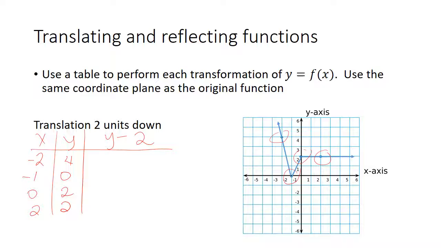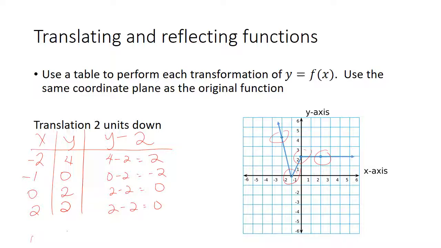So all I'm changing is my Y value. So my new Y would be 4 minus 2, which is 2. 0 minus 2, which is -2. 2 minus 2, which is 0. And 2 minus 2, which is 0.